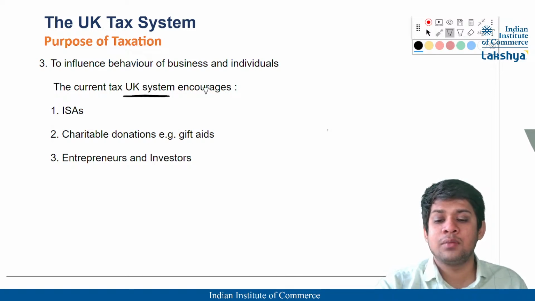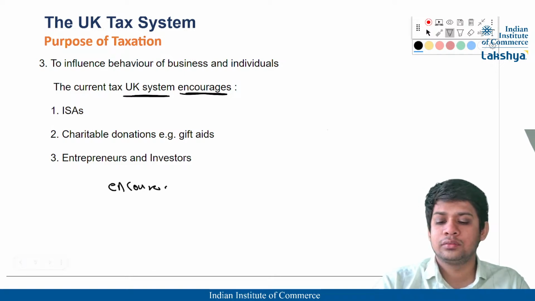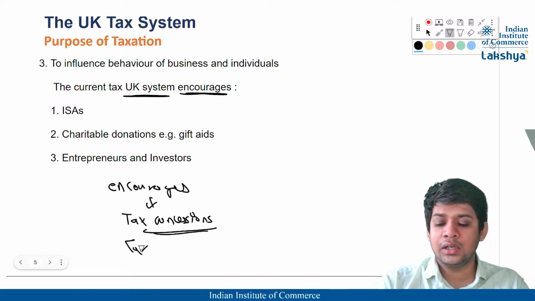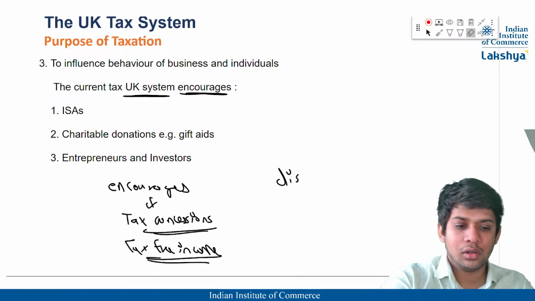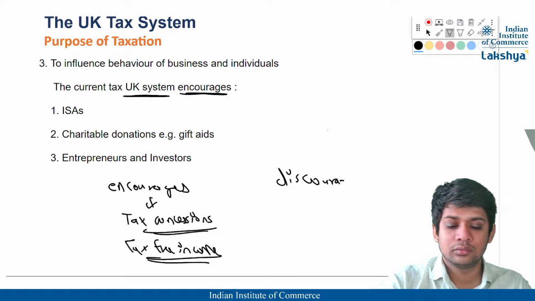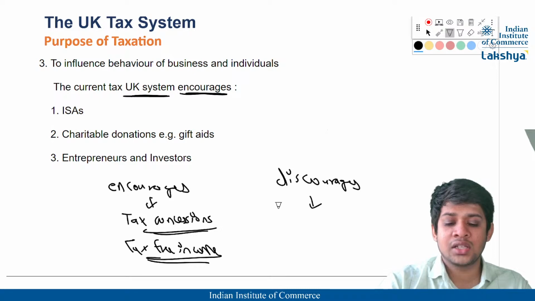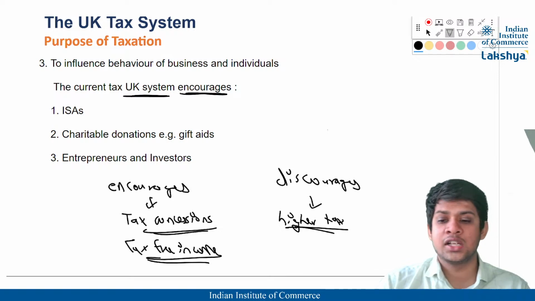Now the UK's tax system encourages and also discourages. It encourages means that it gives tax concessions, or you can say tax-free incomes. If it discourages something, it charges higher tax, or you can say additional tax.